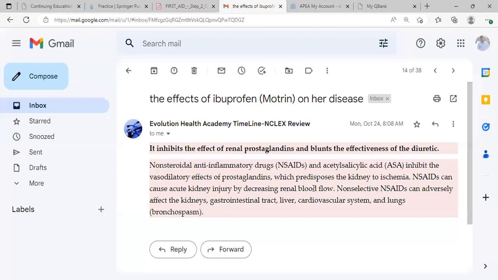For a long time. So non-selective NSAIDs can adversely affect the kidney, also the gastrointestinal tract, liver, cardiovascular system, and lungs, and can cause bronchospasm.